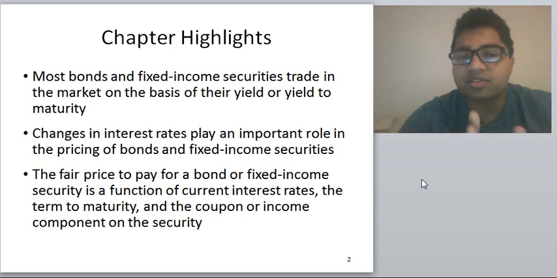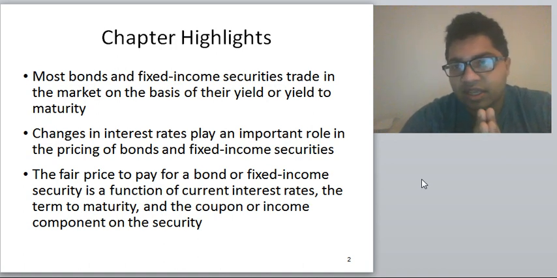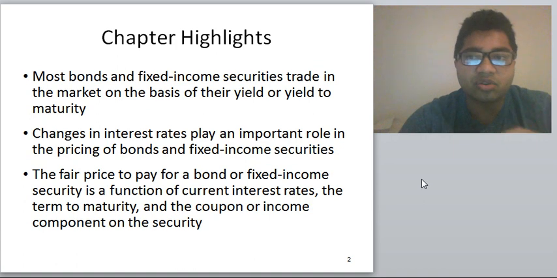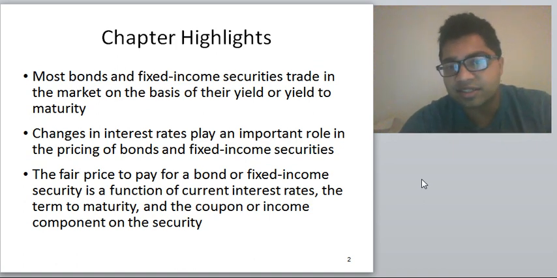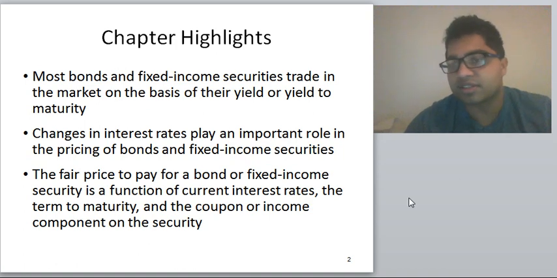So things that are important: interest rates impact bond prices. Understanding yield to maturity is important, and the price that you pay to buy the bond is dependent on the coupon it pays, the interest rates in the market, the maturity time that is left on the bond, and the reinvestment risk that is based on coupon. So we'll discuss all of that.